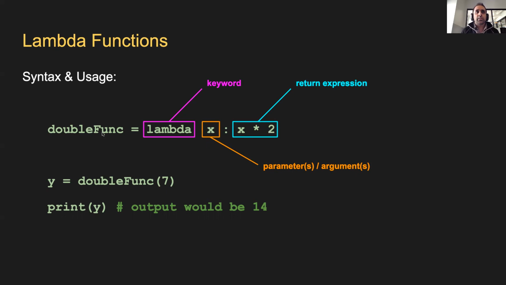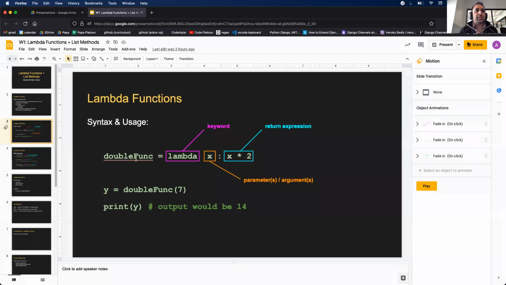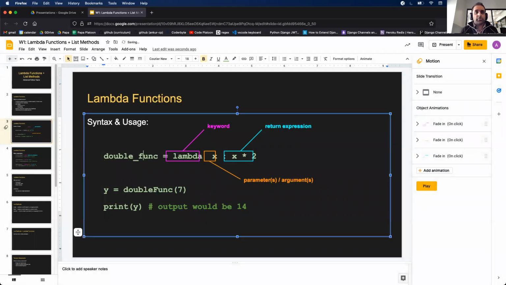All right, and then as I mentioned, you could store them into variables. So I'm going to store this anonymous function in a variable called double func. I should be using snake case here, so that is my bad. Let me fix that before I forget. So we'll call it double func underscore because we are in Python.